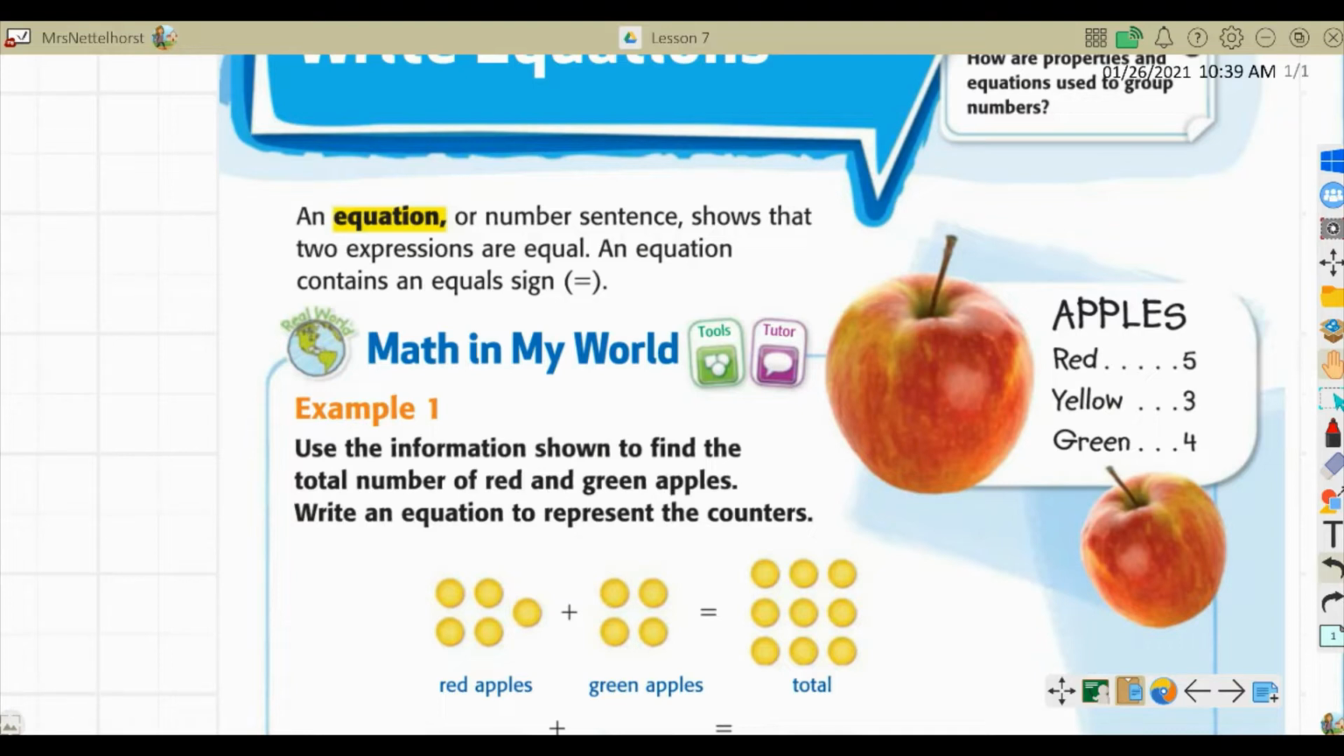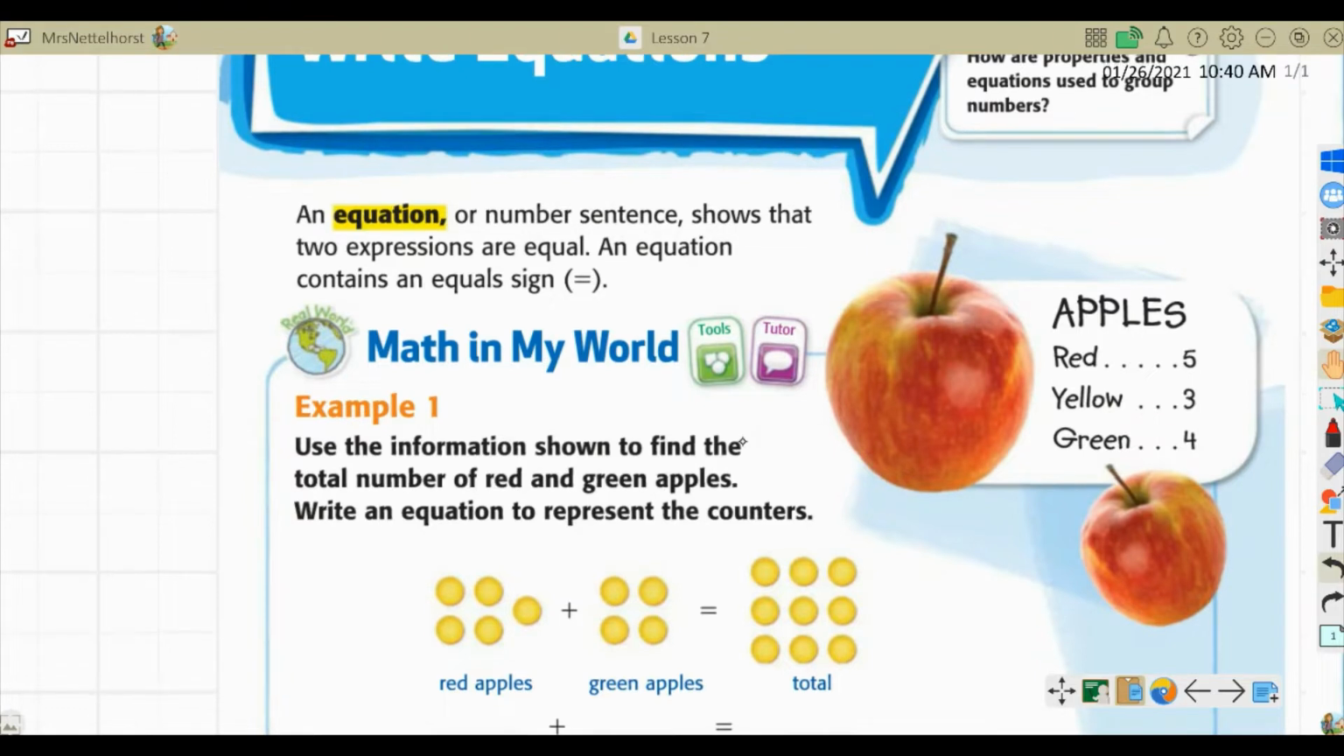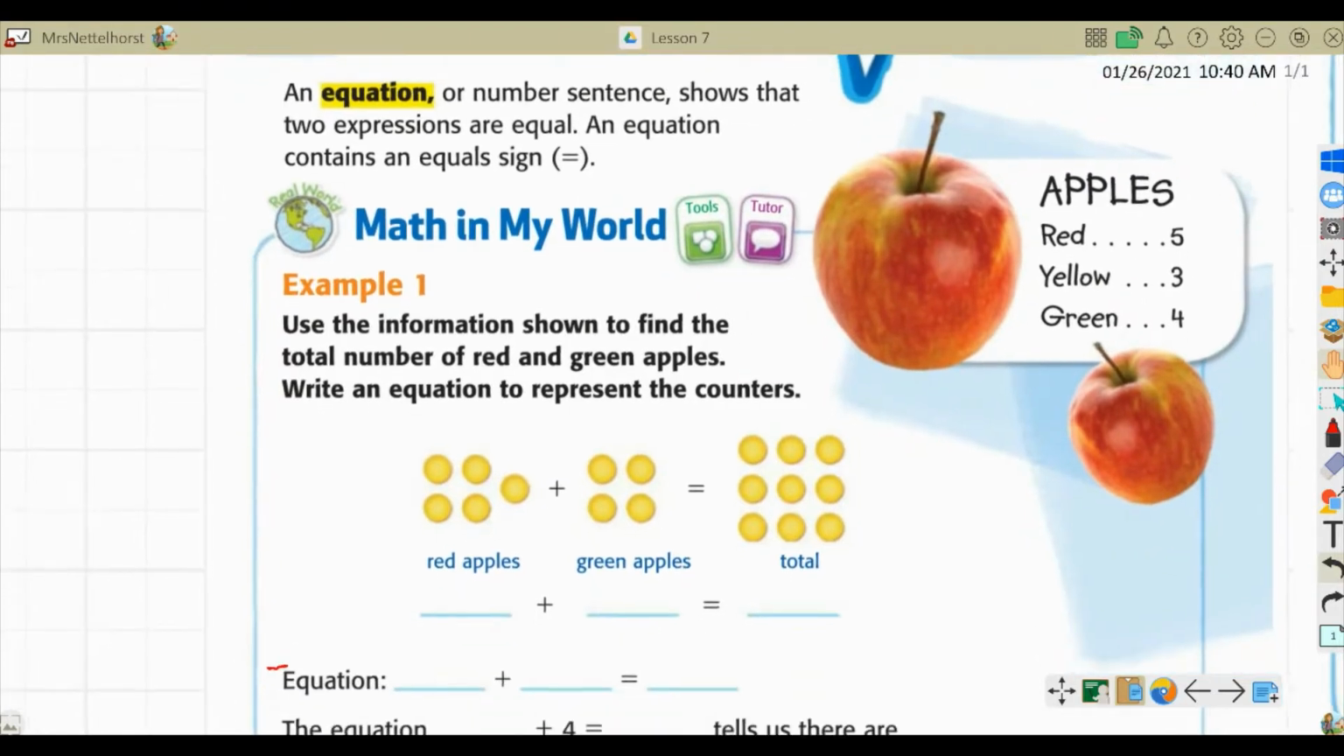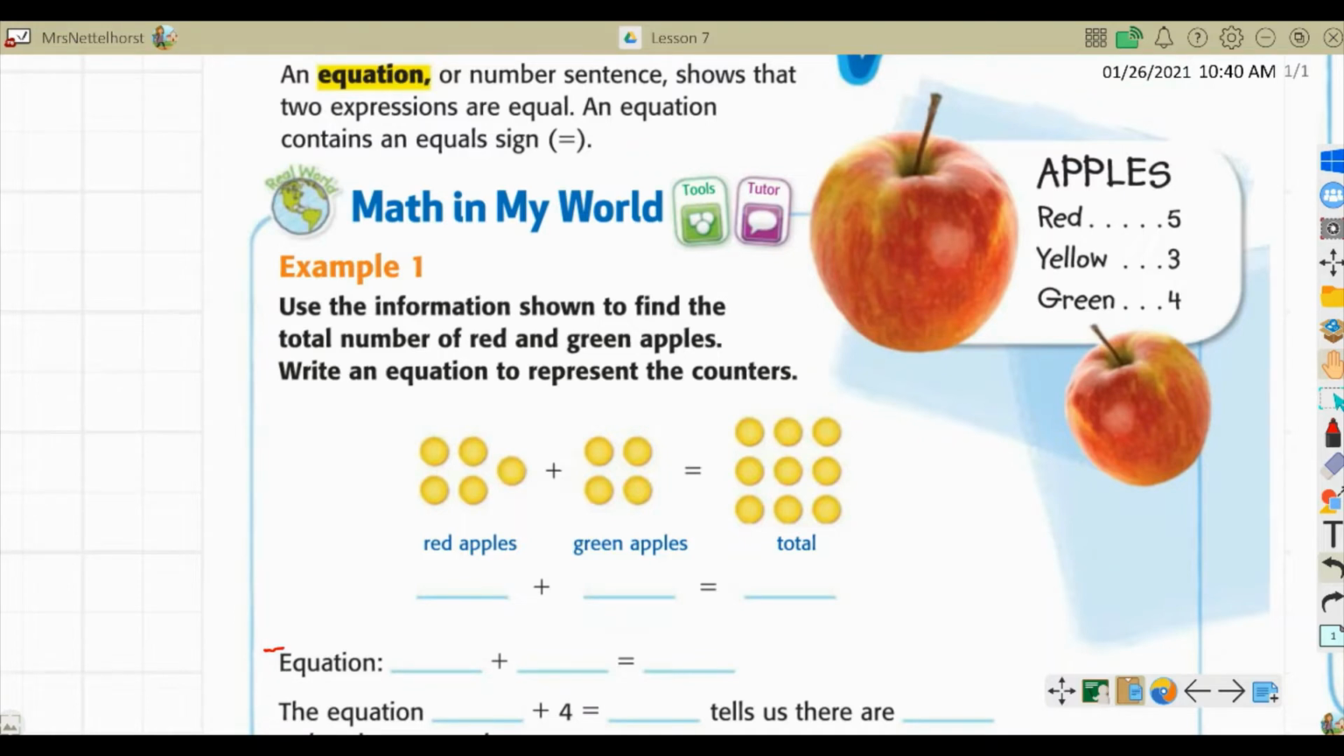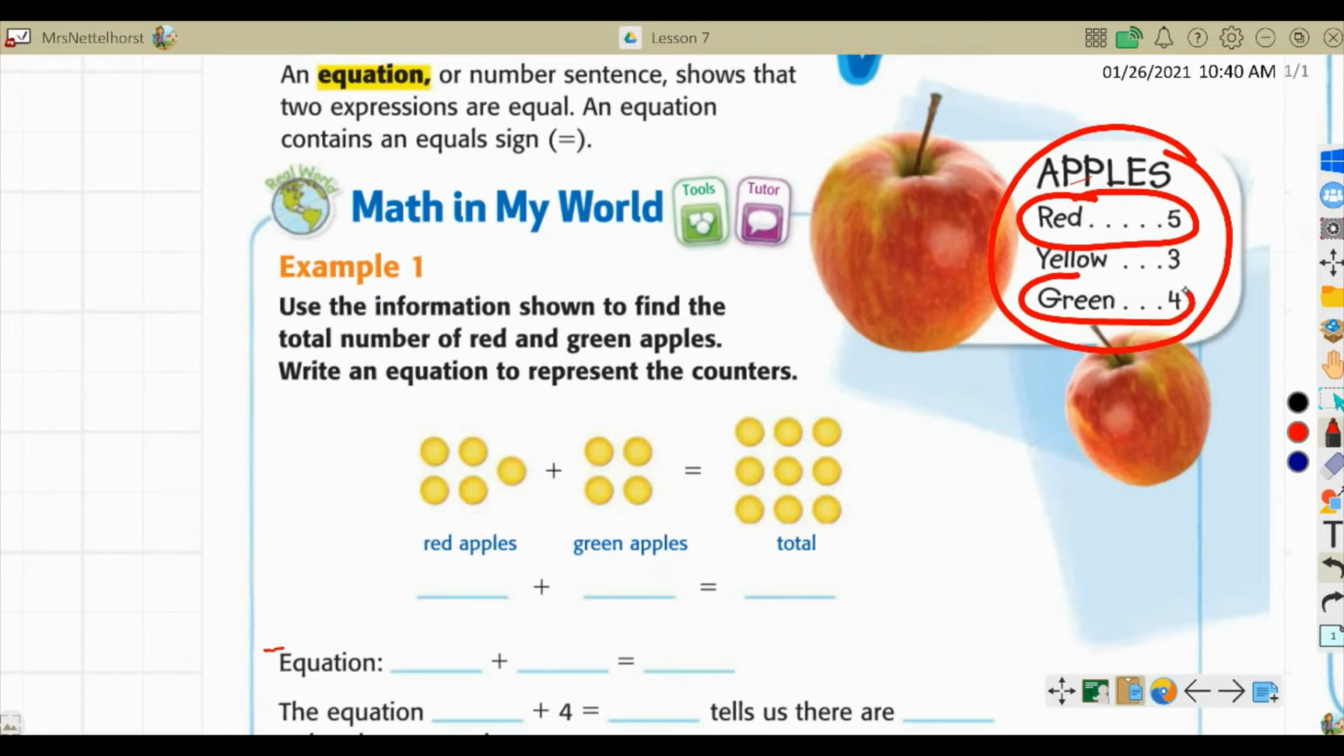All right, let's look at our word problem. Use the information shown to find the total number of red and green apples. Write an equation to represent the counters. Here's our sign that shows all of our apples, but I only want to know about the red ones and the green ones. I have too much information, so I'm going to cross out the yellow ones because I do not need that information. Watch out for that. When you do word problems, they will often give you too much information.